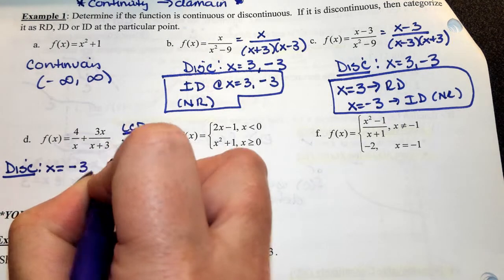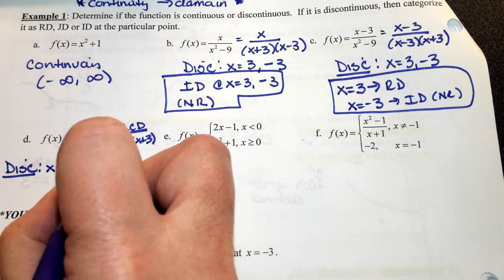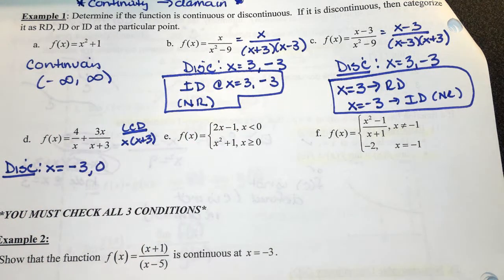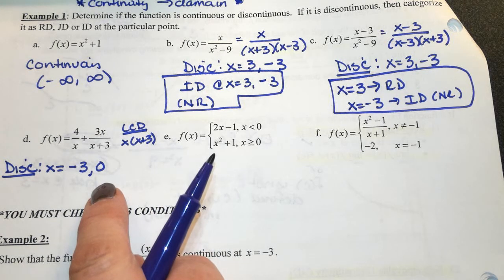Negative 3 and 0. Because remember, you have the x on the bottom. So we have discontinuity at negative 3 and 0. So any questions on how I know it's going to be discontinuous at negative 3 and 0? Now the question is, graphically, do we have holes or do we have asymptotes?